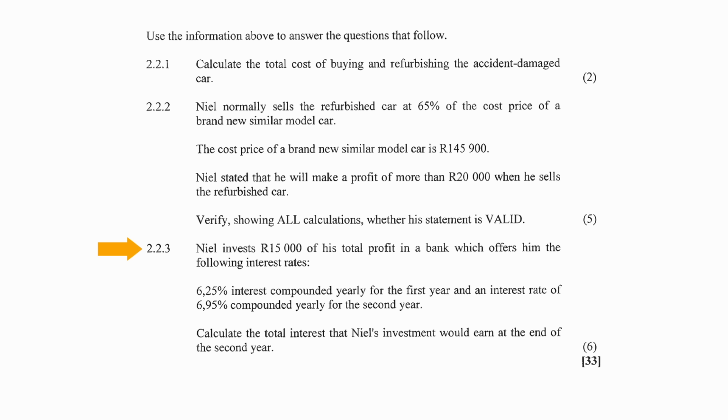In question 223, it is stated that Neil invests 15,000 Rand of the total profit in a bank which offers him the following interest rates: 6.25% interest compounded yearly for the first year and an interest rate of 6.95% compounded yearly for the second year. You are instructed to calculate the total interest that Neil's investment would earn at the end of the second year.